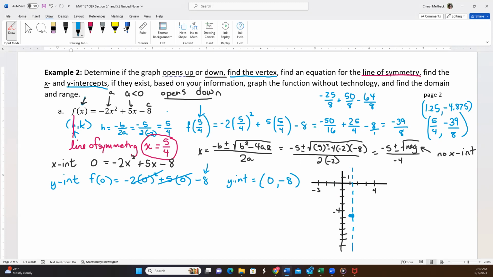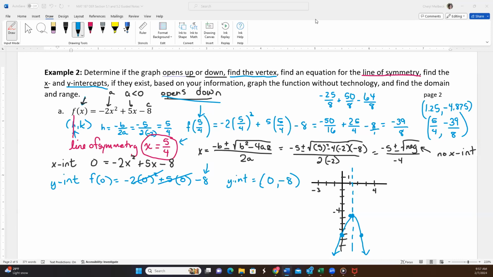And that's at x equals 5/4 here. Then our y-intercept is (0, -8), so 5, 6, 7, -8. And so we can go mirror image on the other side of this line of symmetry and draw a point. Our parabola does open down. We established that the first thing here. So then we go ahead and graph those points. All right, let's move on to our next one.